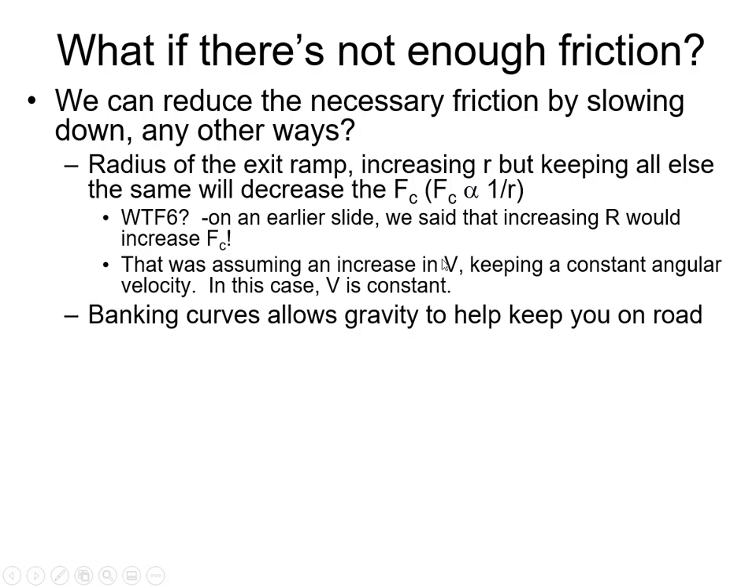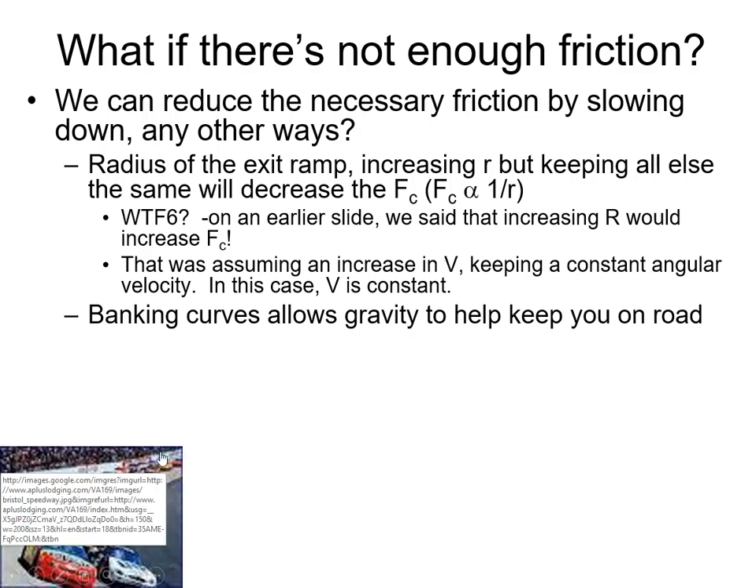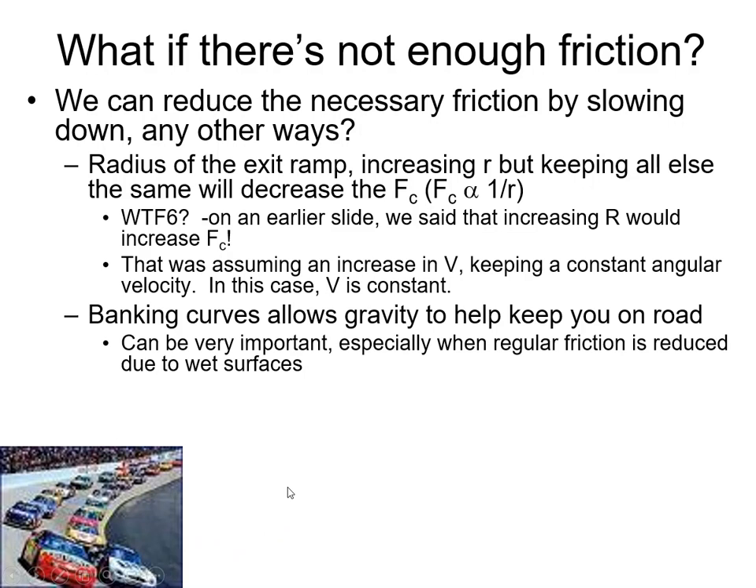That would allow for gravity to help keep you on the road. So as you can see, the car is going around this curve. There is a bit of a tilt, and the gravity is actually helping kind of pull the cars downwards into the turn. So if the cars end up going too slowly, they will go right down into the center area. Not likely to go that slowly, of course.